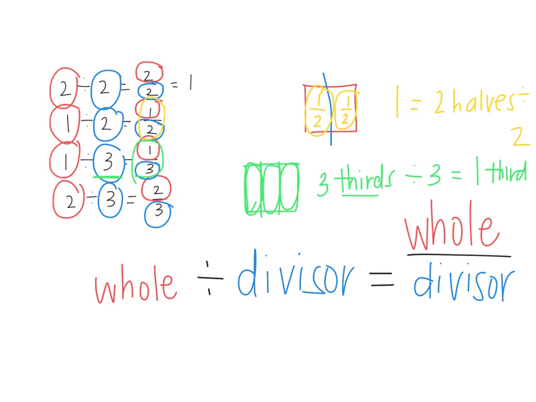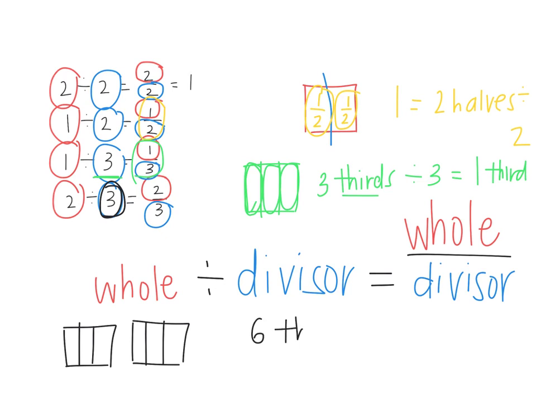Let's take a look at this last example here. 2 divided by 3. How many cookies did I start with? 2. Luke, write this down. And I want to split it into what size pieces? Thirds. How many thirds do I have altogether? 6. Look, 1, 2, 3, 4, 5, 6. 6 thirds. And I want to divide it by? 3. Okay, what's 6 divided by 3? 2. And then what's my units? Oh, what do you know?